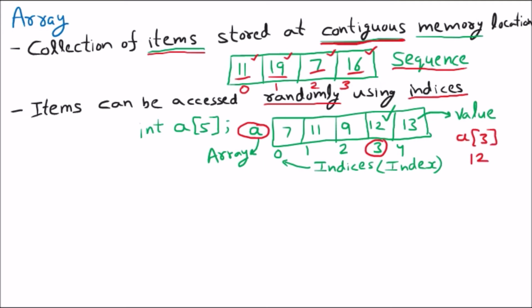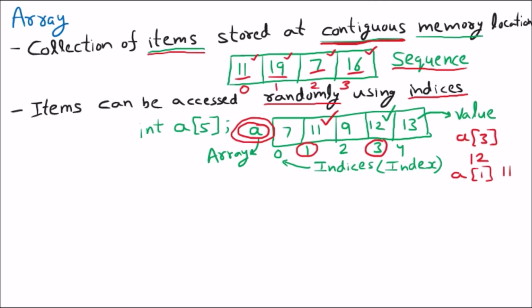Similarly, if I have to take out some other element like 11, we know that 11 is stored in the array A and the index is 1. So if I print A[1], then the result will be 11. So in this way we can access the elements of the array. Now we are going further in the array.